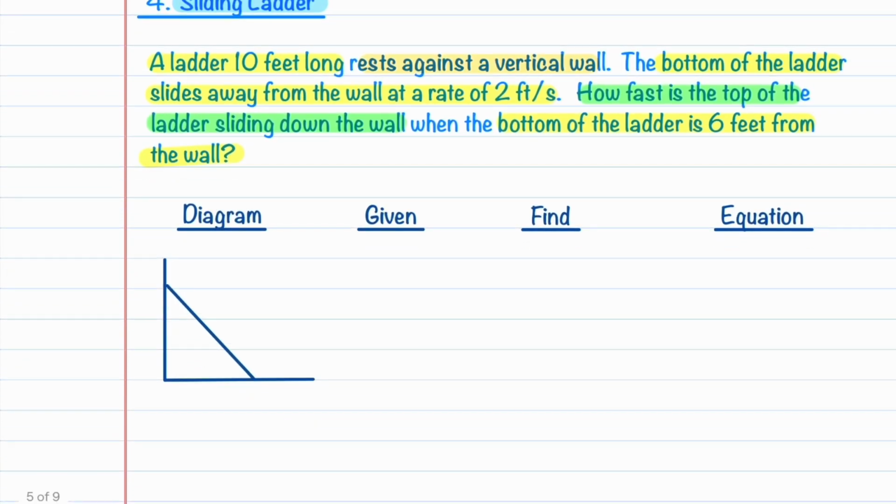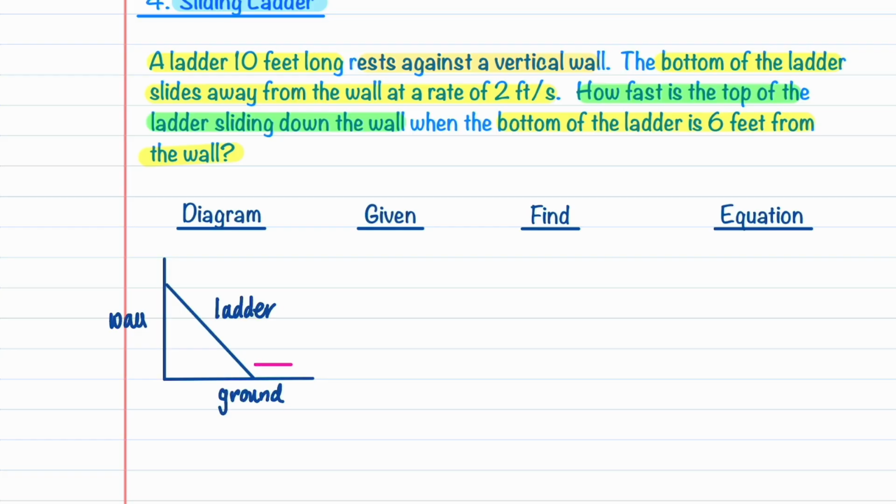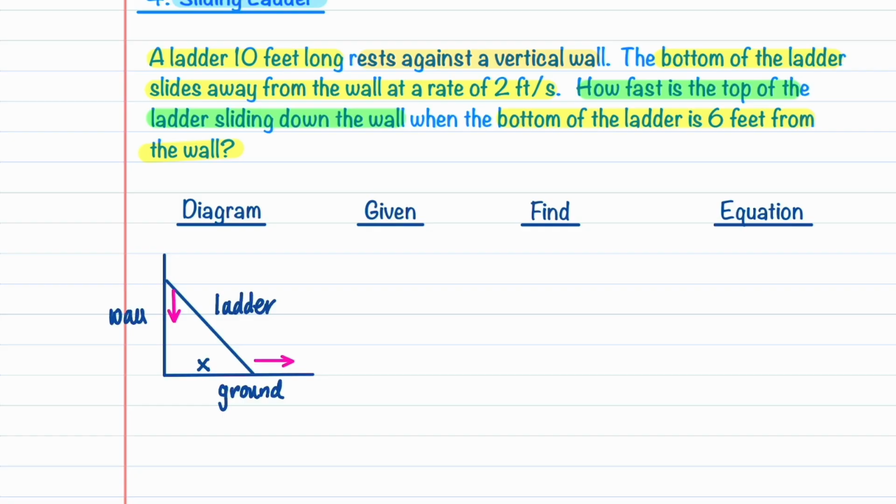I went ahead and drew our diagram. This is our wall. This is our ladder. And then we'll just call this the ground. The bottom of the ladder is moving this way, and then the top of the ladder is moving down this way. Before we write down what we're given and what we want to find, we have to assign variables to our picture. I am going to let this distance be x, this distance be y, and then we're told that our ladder is 10 feet, so we'll make the hypotenuse equal to 10.